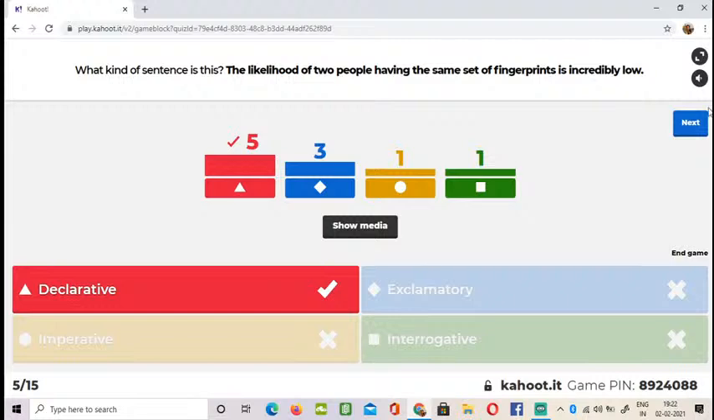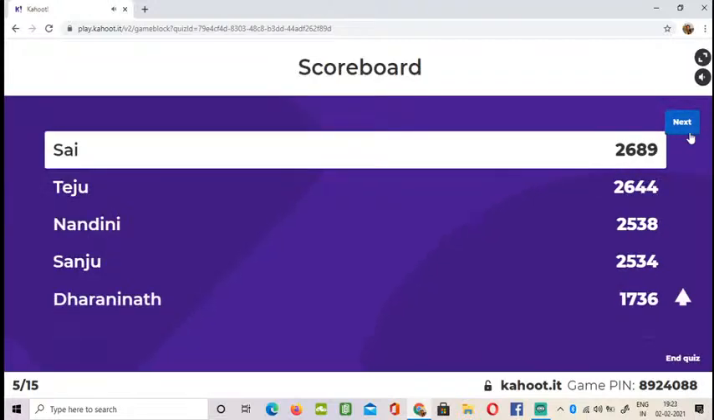Okay, so let's see the scoreboard now. Okay, there is a change in the scoreboard. Sai and Teju, Nandini, Sanju are still on their same positions. Dharaninath is in the fifth. That's very good. So let's move on to the next question now.